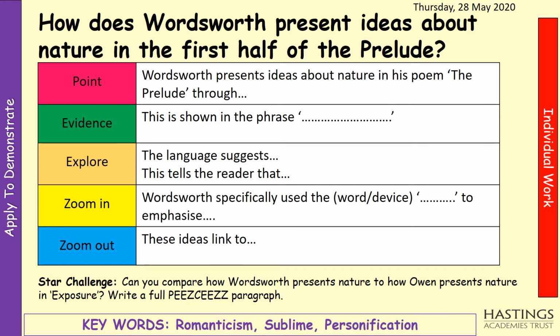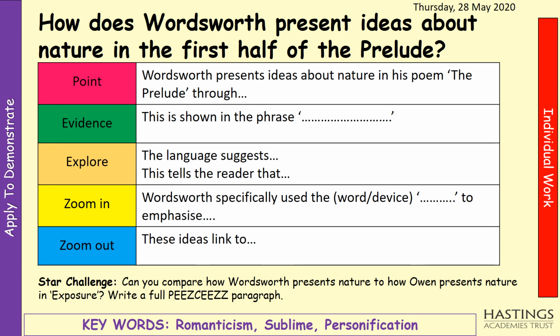Try to pick out what devices, what techniques or words he uses. Choose your quote. This is shown in the phrase. Explore. What does the language suggest? What does it make the reader feel? Zoom in on a word or device, and then you'll zoom out. Can you link it to any of those romantic ideas or anything about the context that we looked at the beginning of the lesson? So maybe can you link it to where Wordsworth grew up, how that influenced him? Can you link it to anything about those ideas of the sublime, what the romantic poets believed in?